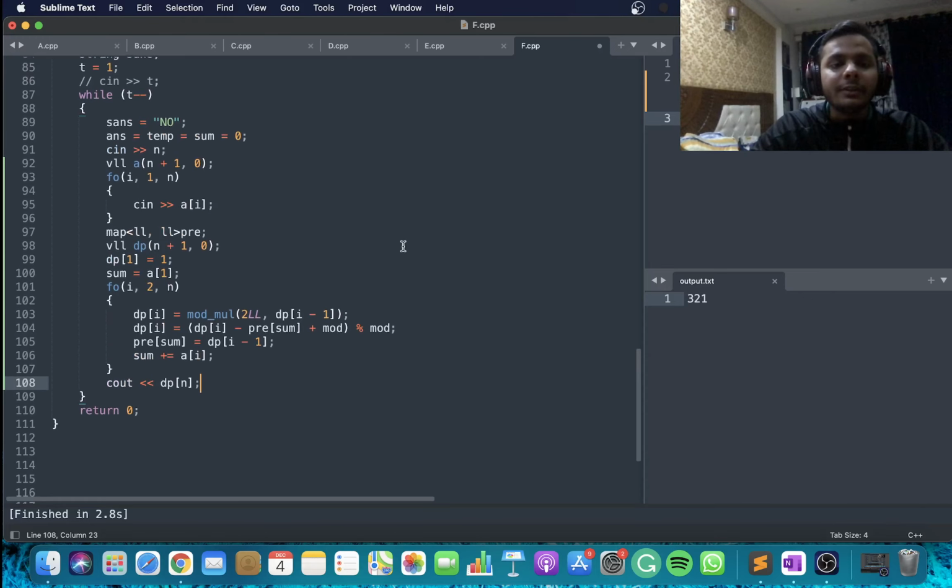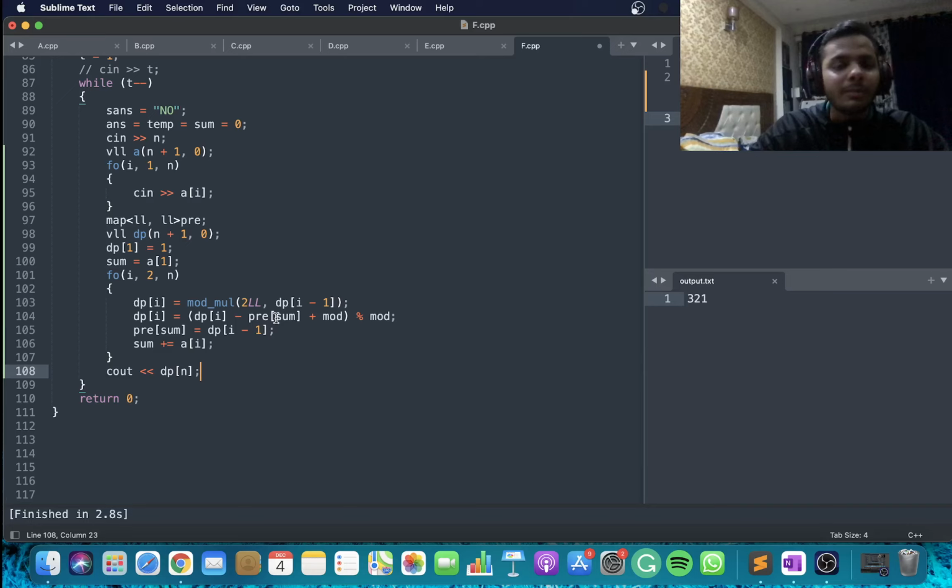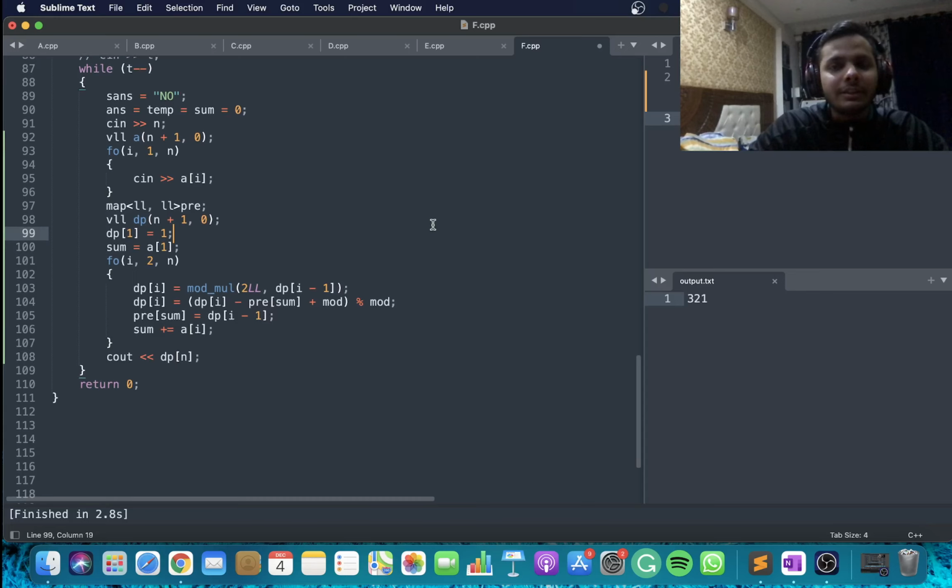And yeah, as you can realize, the code is very small, but the problem is really elegant. So it was just a very good problem. So this completes the solution to problem F.